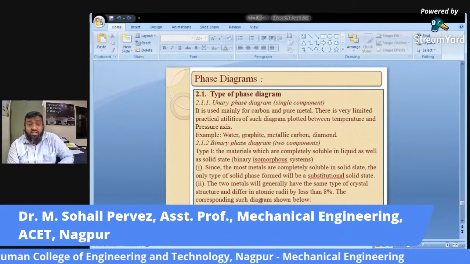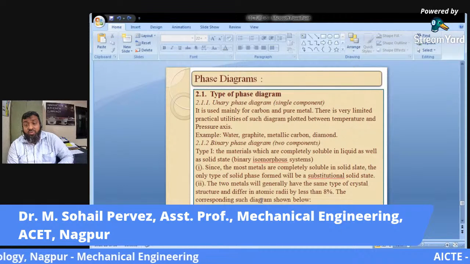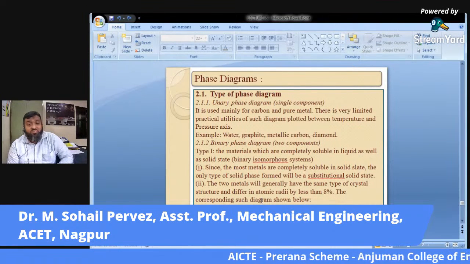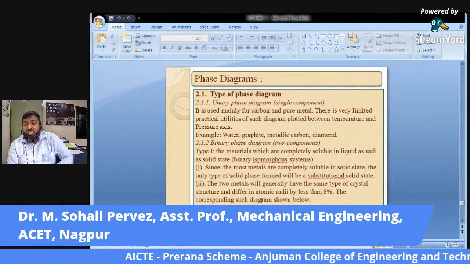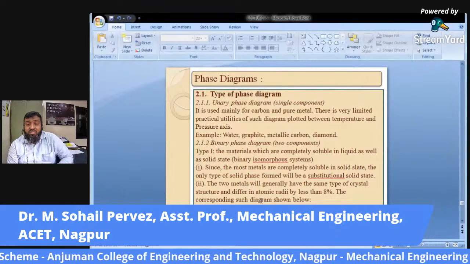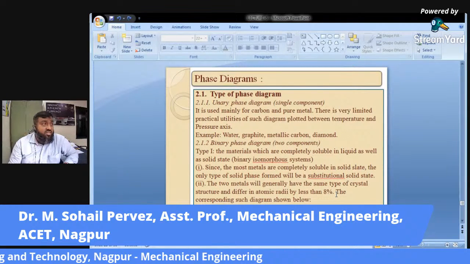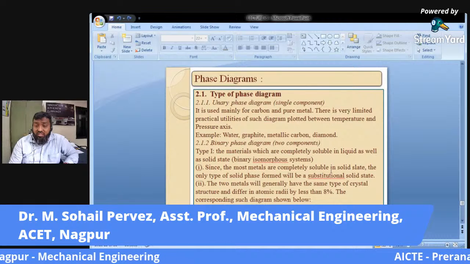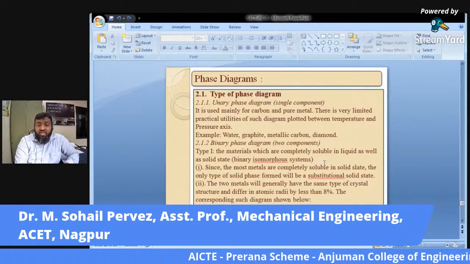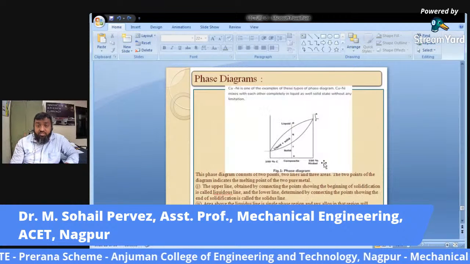Binary phase diagrams are most widely used. Often the materials are completely soluble in liquid as well as solid state, a binary isomorphous system. Since most metals are completely soluble in the solid state, the only type of solid phase formed is a substitutional solid. The two metals will generally have the same type of crystal structure and differ in atomic radii by about 8%, as we have seen. CuNi, copper and nickel mixing with each other, is one example of this type of phase diagram.